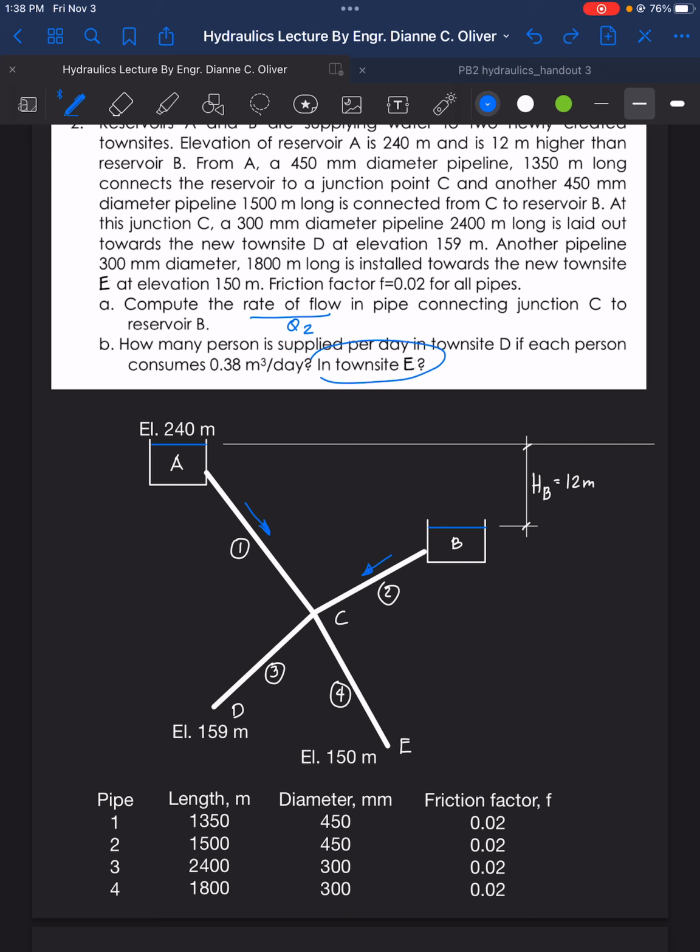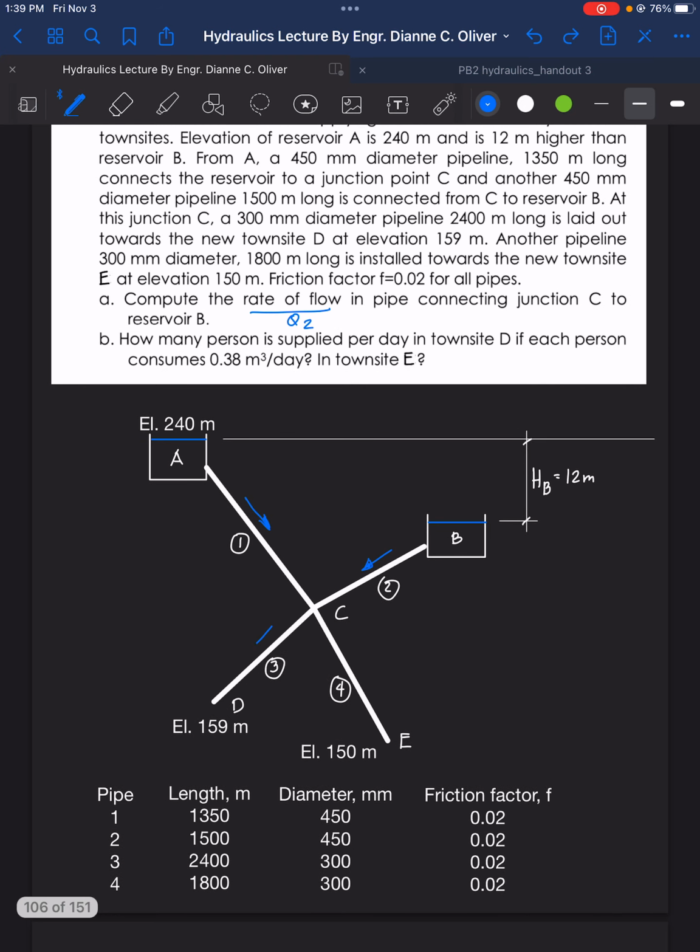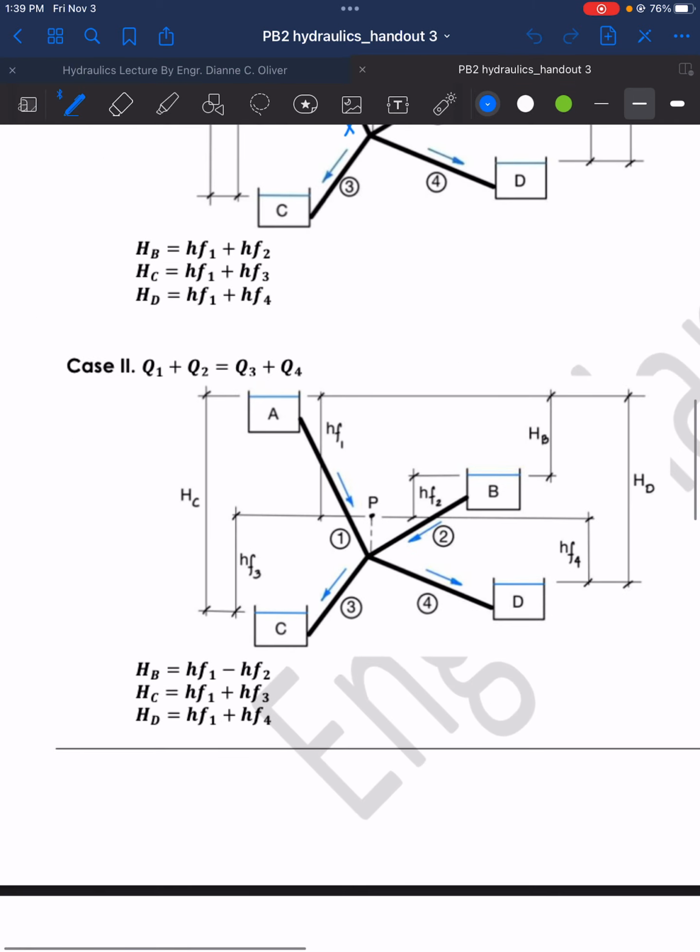How about in Townsite E? So we're going to solve for the Q of pipe 3 and pipe 4 in order to solve for the number of persons to be supplied in those two town sites. Since the flow from junction C goes to the town sites, it will be this flow, away from junction C. So this flow here is actually case number 2.